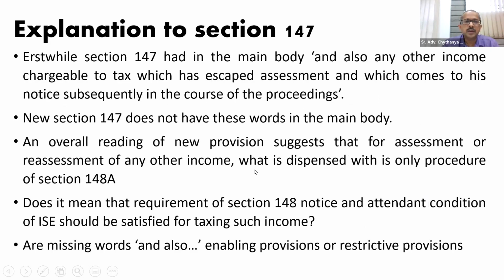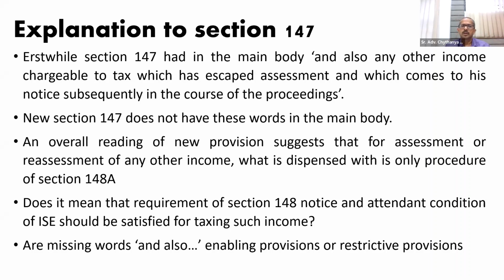So, would that make any difference here? Would it mean now that the power which the AO had in the older regime continues in the new regime as well without any change? If you look at one another change which has to be seen along with this, in the main body of erstwhile 147, not explanation 3, the main body, these additional words were found: and also any other income chargeable to tax, which has escaped assessment, which comes to his notice subsequently in the course of proceedings. So these words are missing in the present 147.